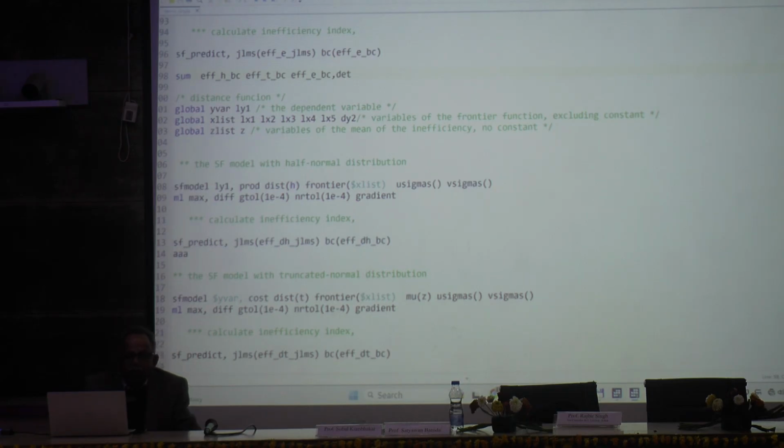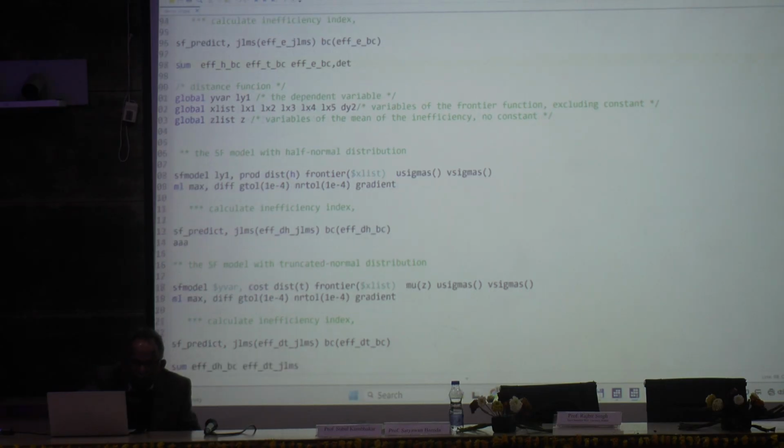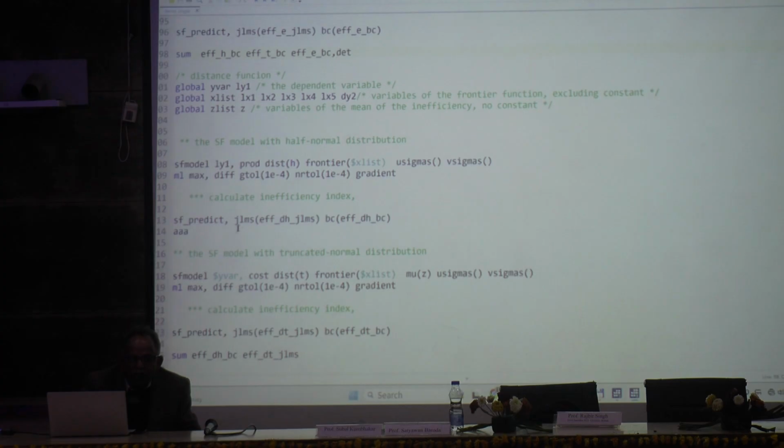And then for the efficiency or inefficiency estimate, it's exactly the same. So I predict JLMS and efficiency DH, D for distance function, H for half-normal, and then efficiency DH, BC. The first one, JLMS, is for inefficiency and BC is for efficiency. Okay, so this is how you do things. And then I put this, I am sometimes lazy, so if you put something that the computer doesn't recognize, it will stop there. I just put AAA, just saying that the computer doesn't know what it is. I'm asking the computer not to read the rest of it, so it stops there.